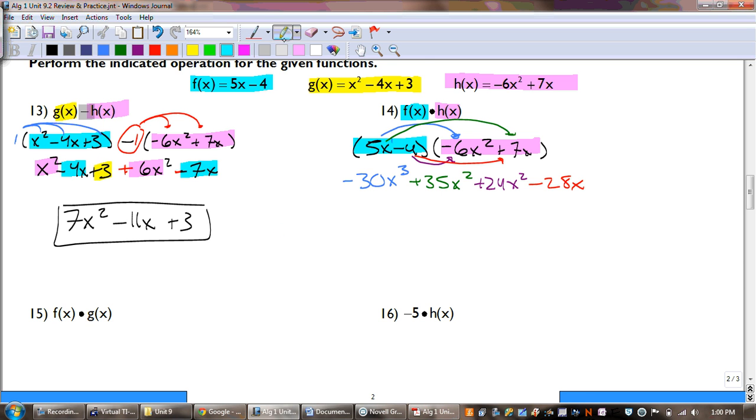So I want to look, are there any like terms? And in this case there are. We can add the middle. So the negative 30x cubed stays the same. 35 plus 24 gives me a positive 59x squared minus 28x.